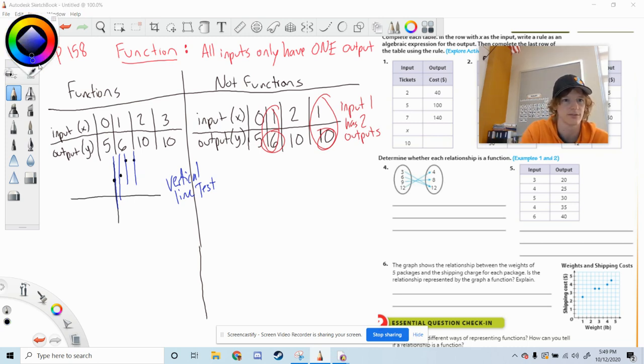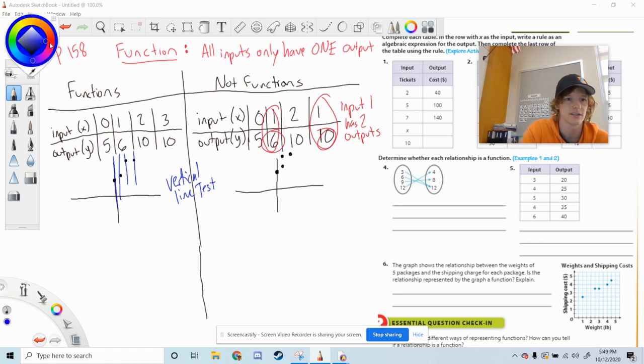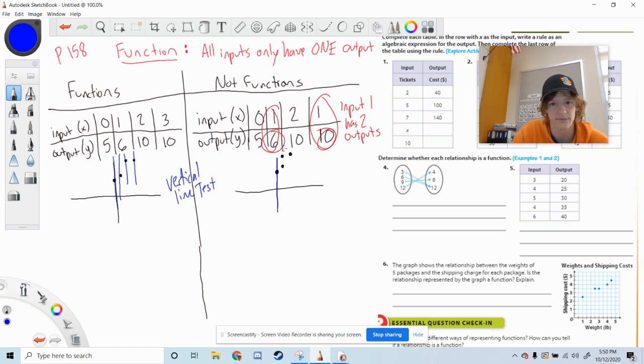But let's graph the one over here that we'd already decided was not a function. We have the point 0, 5, 1, 6, 2, 10, and the point 1, 10. Okay, so now we should see my vertical line test is good right here. It's good right here, but right here on this one, we have 2 outputs. So this is not a function. It fails our vertical line test. One of these vertical lines hits our input and output in 2 places. It has 2 outputs here. So this is not a function.